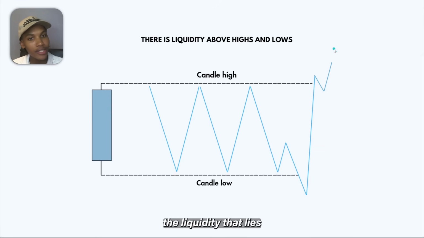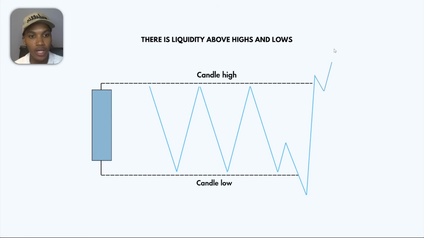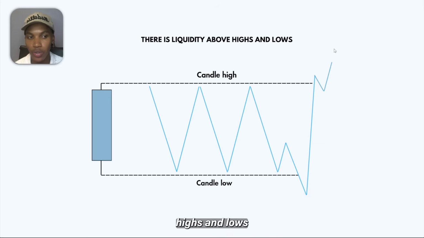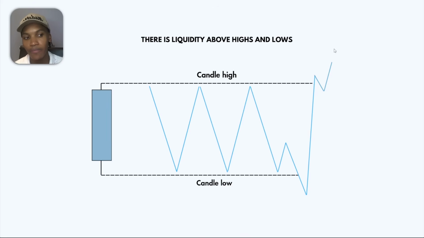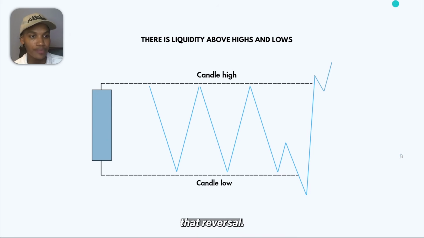Now let's go over the liquidity that lies with every single candle. It's quite simple to understand that every candle is a range that we have discussed prior in this video. And what's very important to understand is that with a range, there is always liquidity at the highs and lows, and we can take advantage of that and trade the reversal as price starts to target these areas of liquidity. So our candle low and our candle high are key points. If price takes out a candle low, its immediate next objective would be the candle high, which is why we can try and trade that reversal.